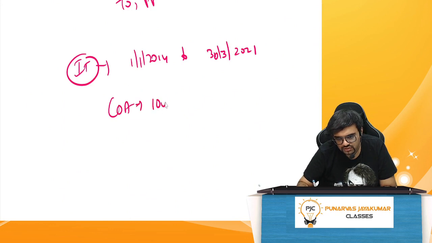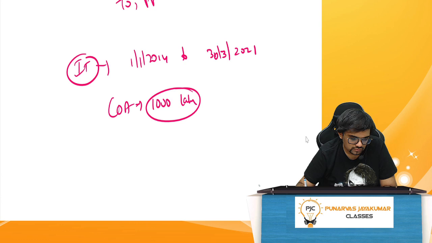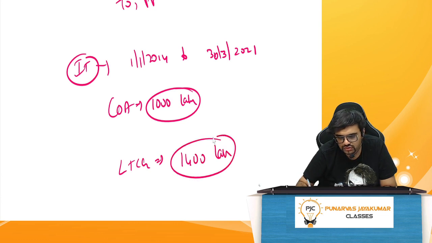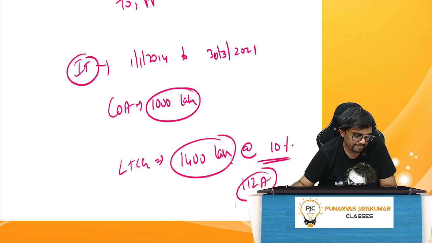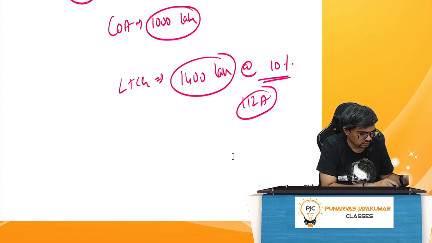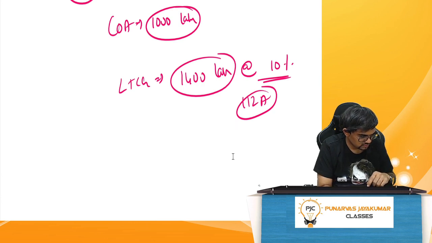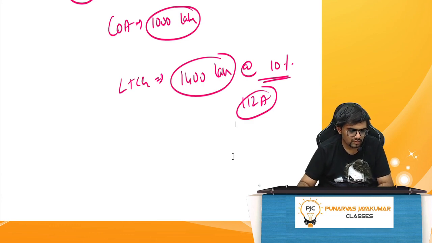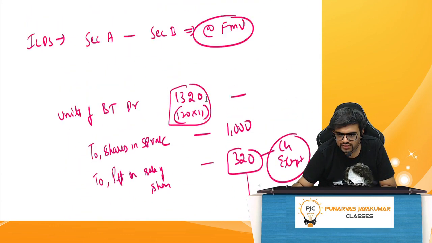Cost of acquisition will be taken as 1000 lakhs. LTCG will be on how much? 1,400 lakhs, 2,400 minus 1,000, at 10%. STT is paid, 10% under 1112A. This is the entire scheme of things.